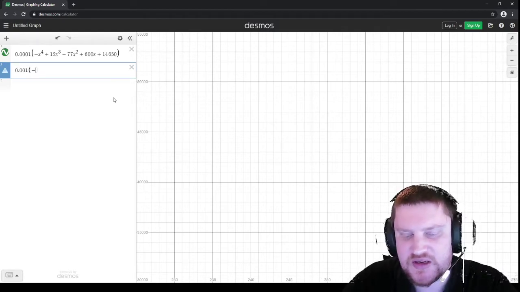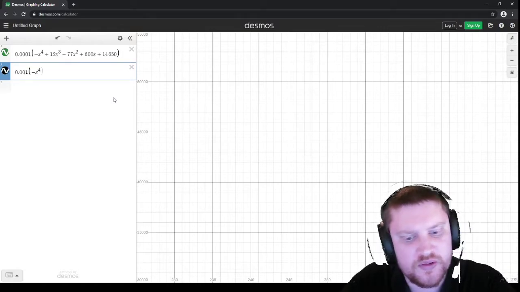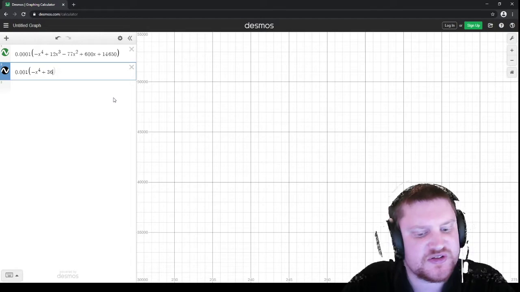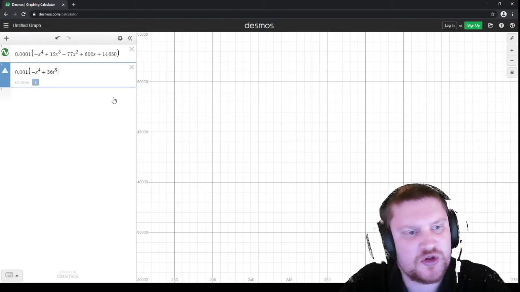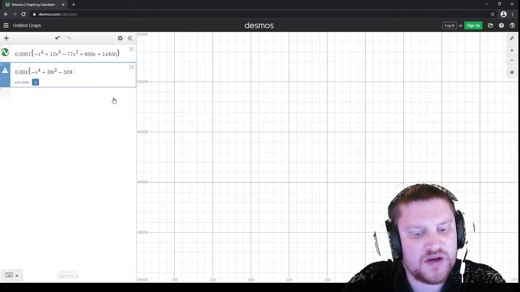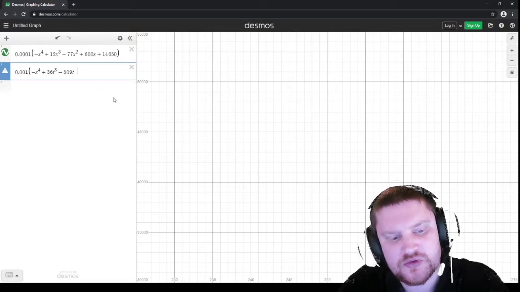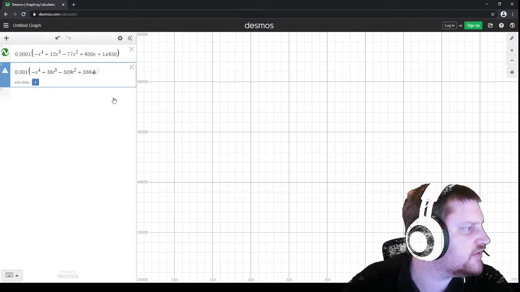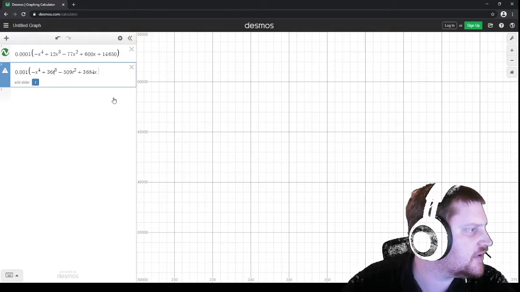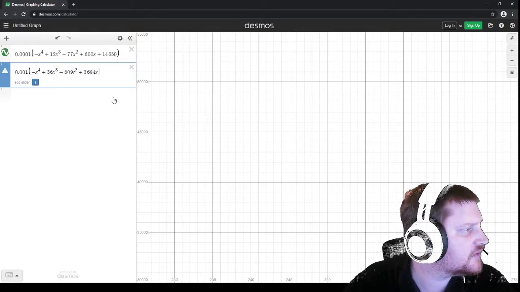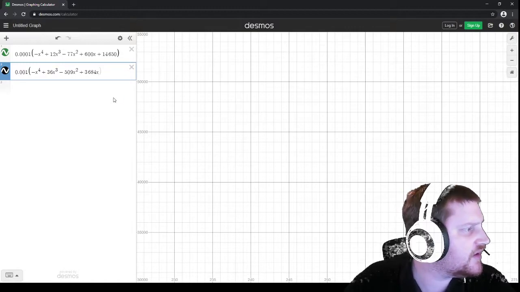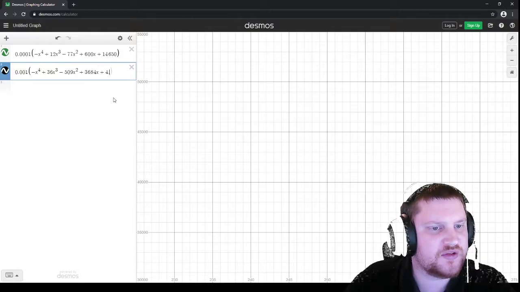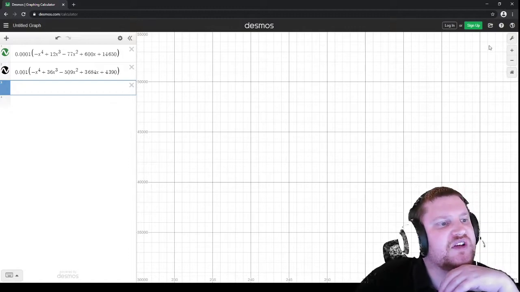0.001 times negative x to the fourth plus 36x cubed minus 509x squared plus 3,684x. These are all supposed to be x's. X, 3,864 plus 4,390. Alright, once again they tell us to change our scale.